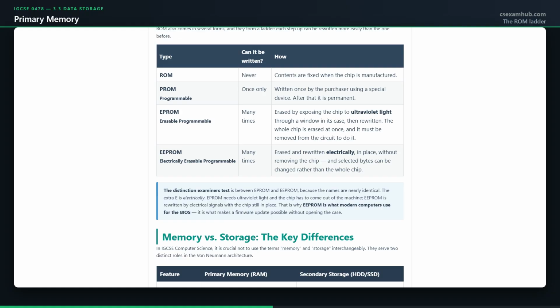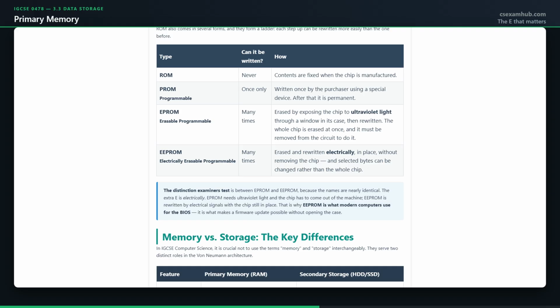That has two consequences. The entire chip is wiped at once. You cannot change part of it, and the chip has to be physically removed from the circuit to do it. And EEPROM, electrically erasable programmable ROM, is erased and rewritten by electrical signals in place without removing anything, and selected bytes can be changed rather than the whole chip. The examiner's test is EPROM against EEPROM because the names differ by a single letter and are easy to confuse under pressure. The extra E stands for electrically, and that is the entire distinction.